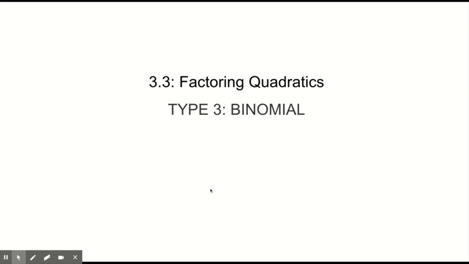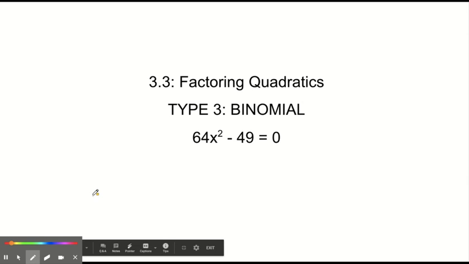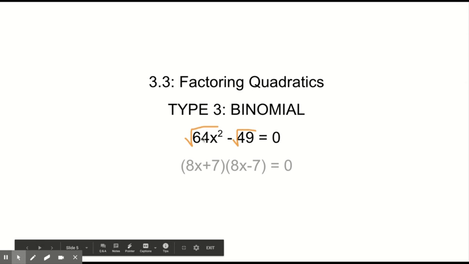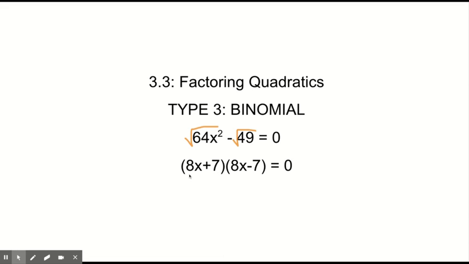The third type is binomials. That's where you only have two terms, so there's no middle piece. What you're going to do in this case is do the square root of 64 x squared, and the square root of 49. Anytime you have two terms, they're going to have perfect squares and be subtracted. And the square root of this one is 8x, the square root of this one is 7. And all you do is put that in both parentheses. One of them gets a plus and one of them gets a minus.